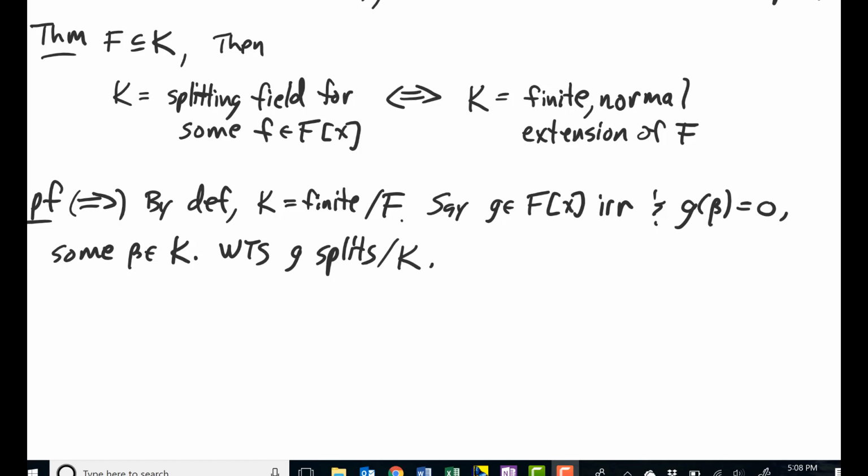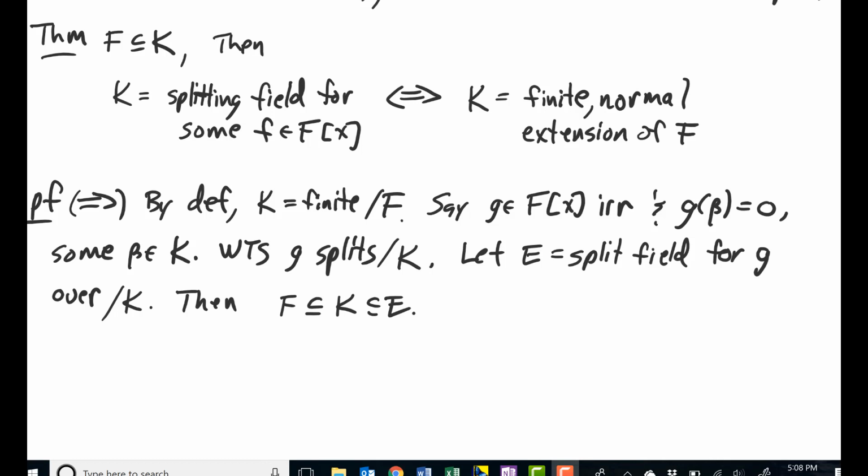Okay, we know there is a splitting field, so let's call that E. The trick is to look at the splitting field for g over K. Not over F, but over K. Of course, then we have F in K in E, and what we really want to show is that E is the same as K. In other words, that K actually was splitting over K.